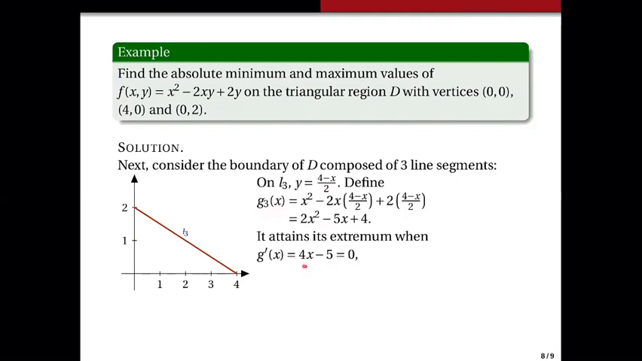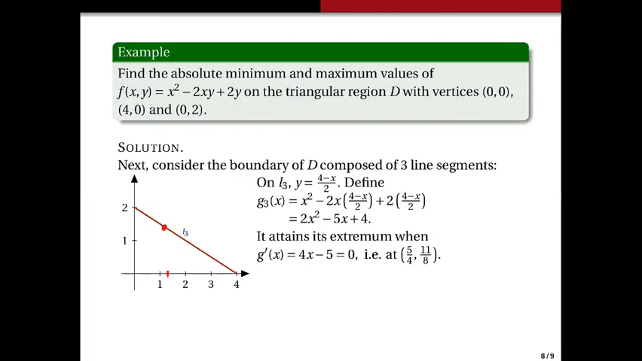But g prime of x, that's your 4x minus 5. And 4x minus 5 equals 0. This will give you, meaning your x is equal to 5/4. That's 1 1/4. So 1 1/4 is somewhere here, and then the y coordinate will be somewhere here. It should be lying on the line.